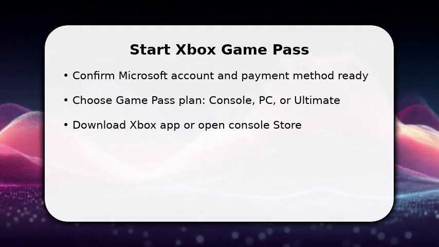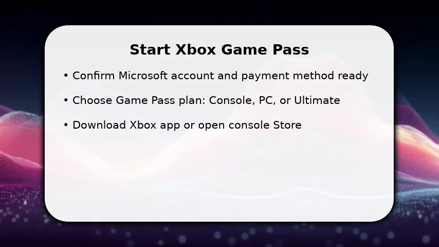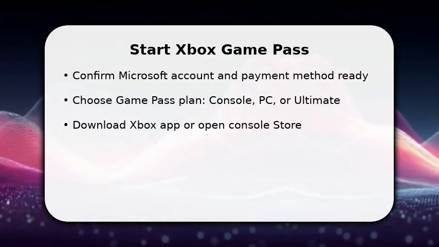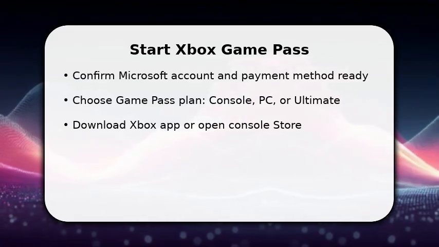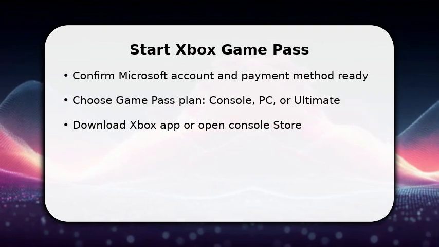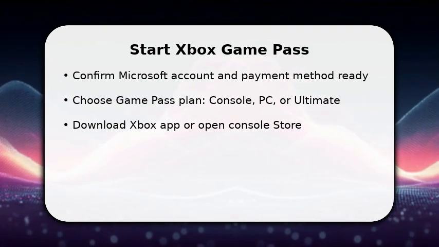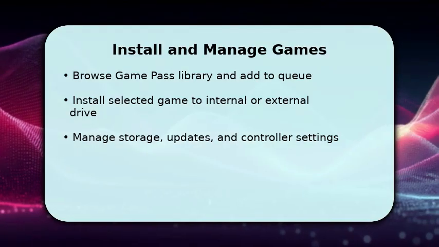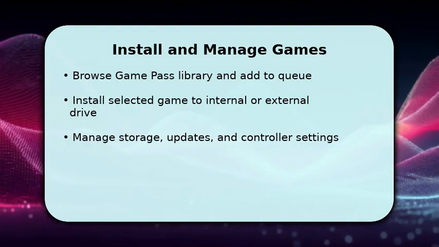Then download the Xbox app on PC or navigate to the store on your console to view Game Pass titles and manage your subscription settings. Now you browse the Game Pass library and add games to your installation queue. This is where you prioritize what to download first.